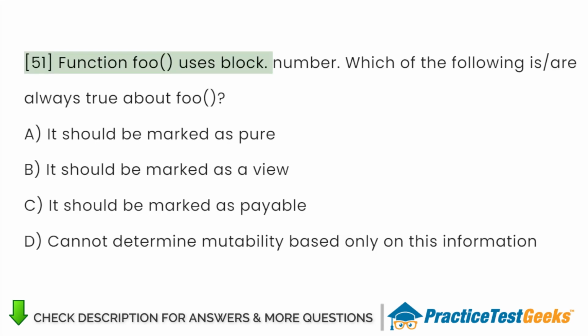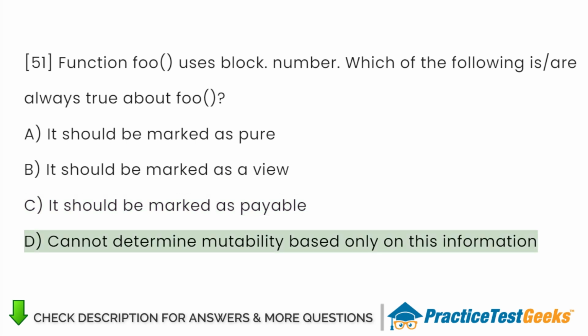Function foo uses block.number. Which of the following is always true about foo? A. It should be marked as pure. B. It should be marked as view. C. It should be marked as payable. D. Cannot determine mutability based only on this information.